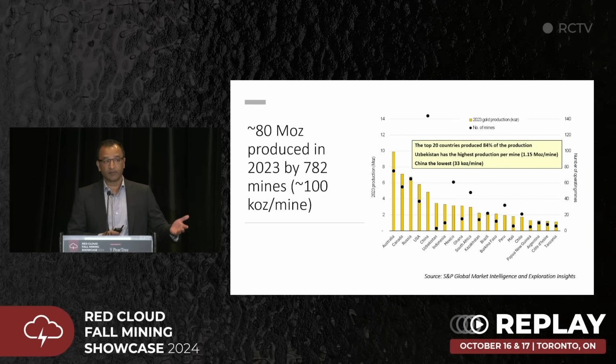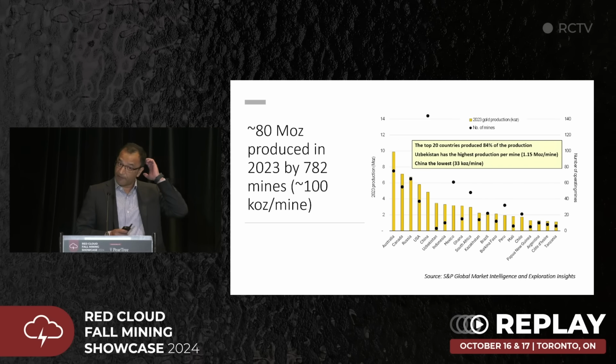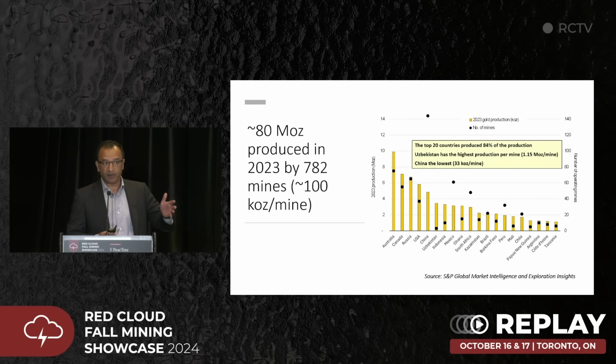China, the problem that we have, China is still a top 5 producer, but it's hard to name a mine that we know in China. And the reason is, on average, they only produce about 30 to 35,000 ounces a year per mine.